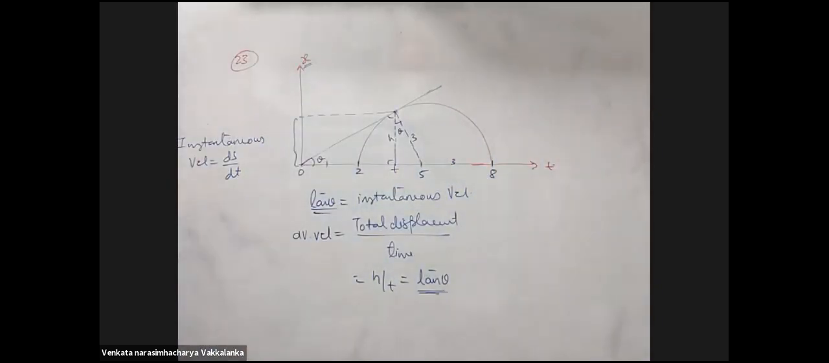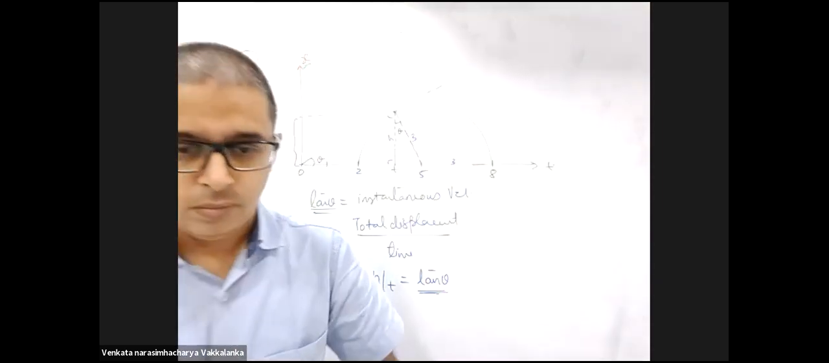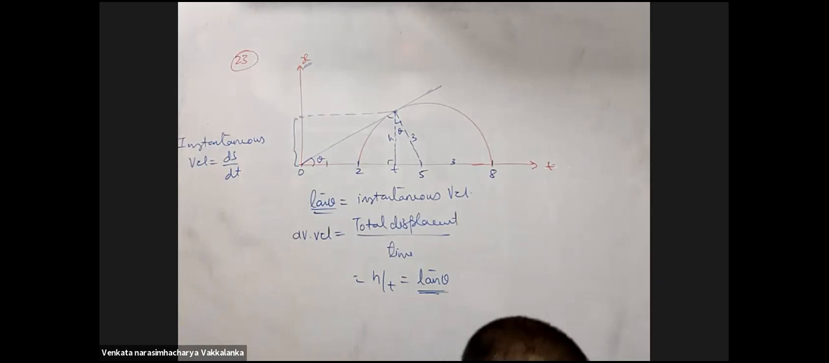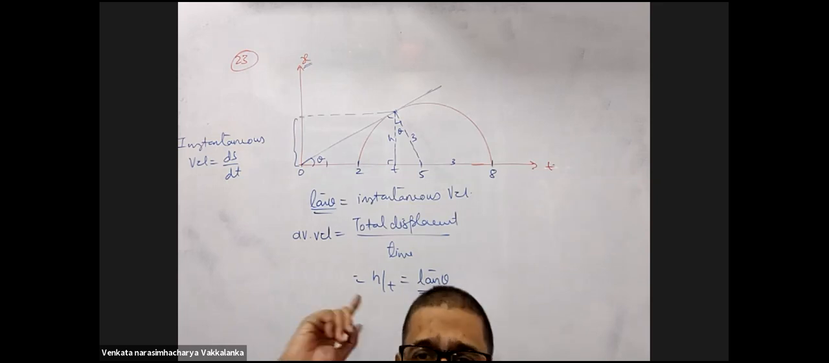Sir, if we try to plot the motion of the particle, it will not necessarily be a circle, right? Because it can be anything over here. This is displacement.